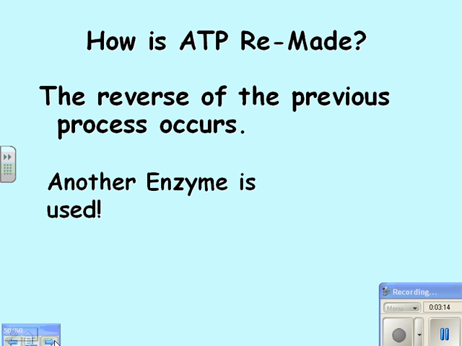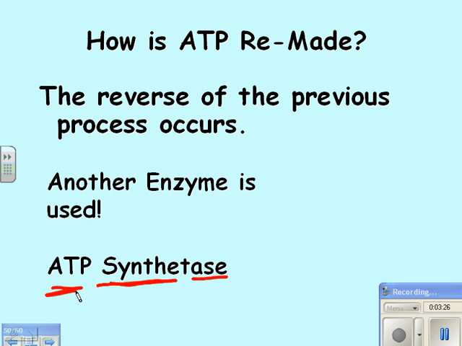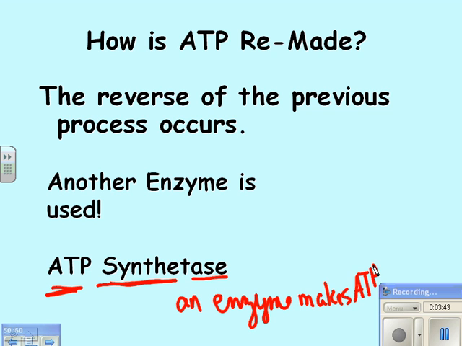And this time you have a different enzyme used. You're making, or synthesizing, ATP this time. So it's ATP synthetase. -ase means it's an enzyme, synthesize means to make, and ATP. So this is an enzyme that synthesizes, or makes, ATP. The energy to do this comes from cellular respiration or fermentation or whatever molecule you're breaking down, whatever process that is.